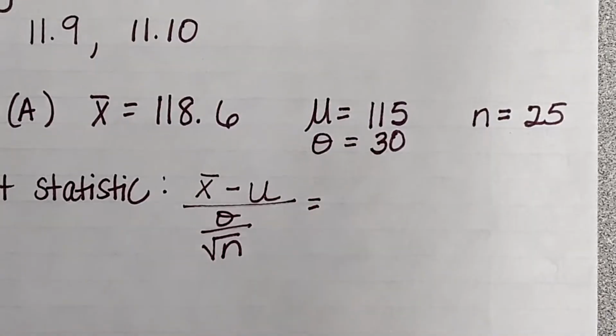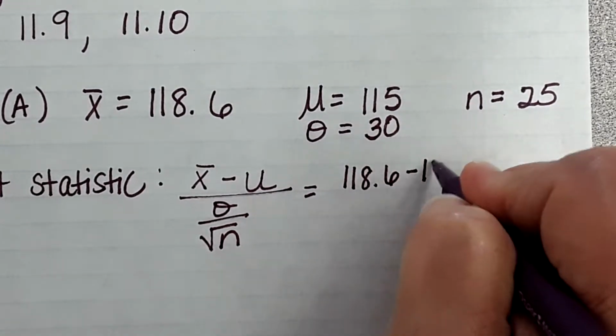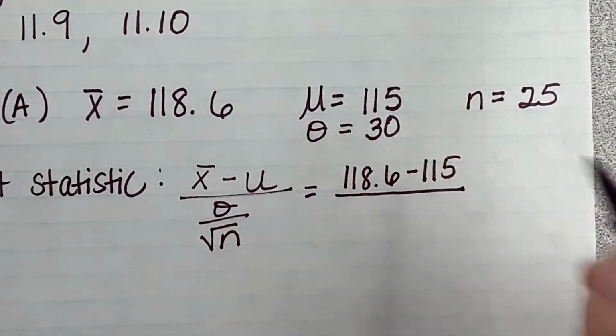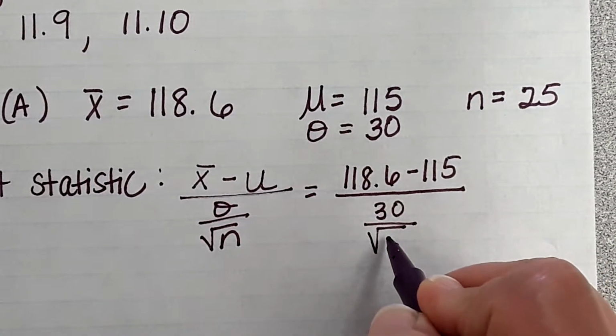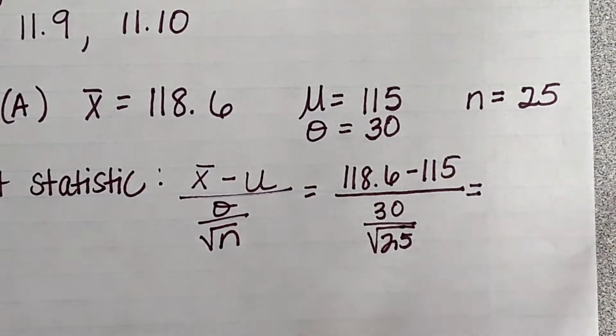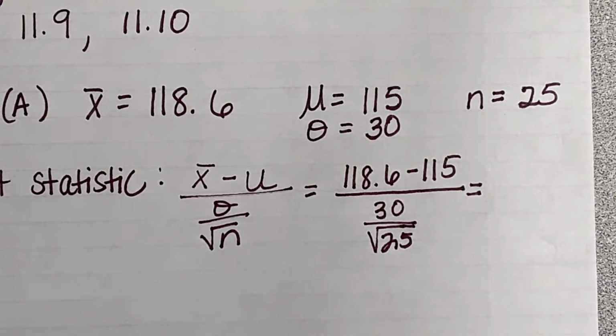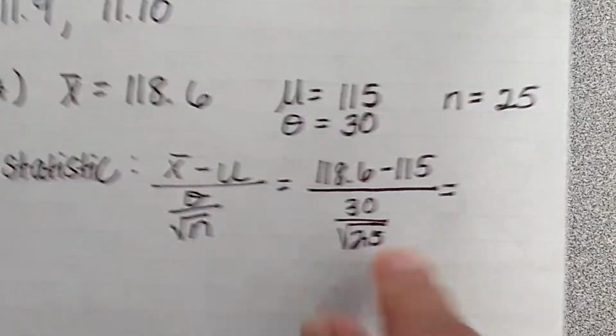Okay. So our x bar is 118.6 minus 115 over 30 divided by the square root of 25. Now, let's do it in your calculator, except that we just have one little issue. My calculator's broken, so I need to borrow someone's. When you go to do a free response problem, this is what you need to show. Both of these would be good, but definitely one with numbers, okay?